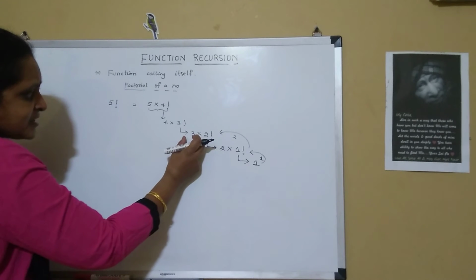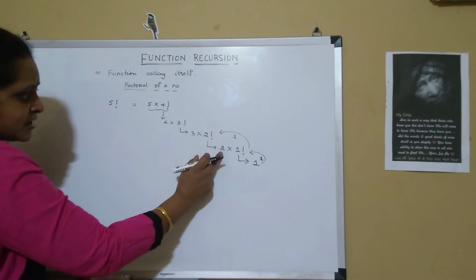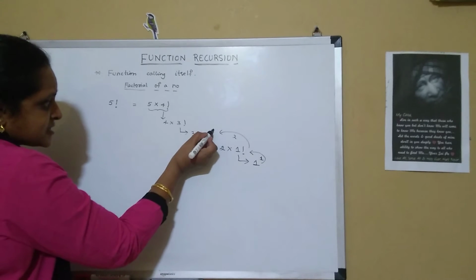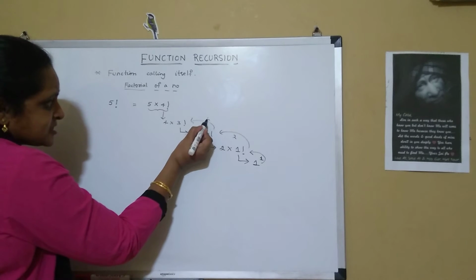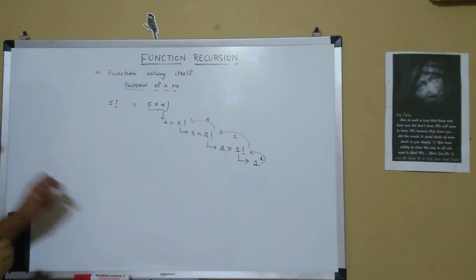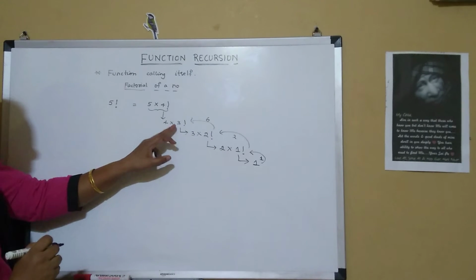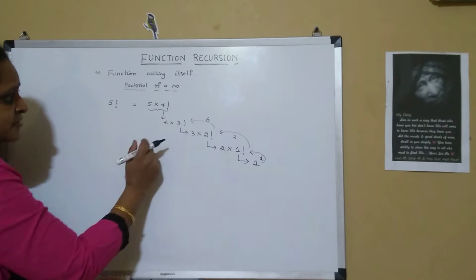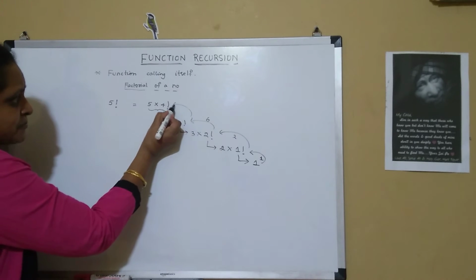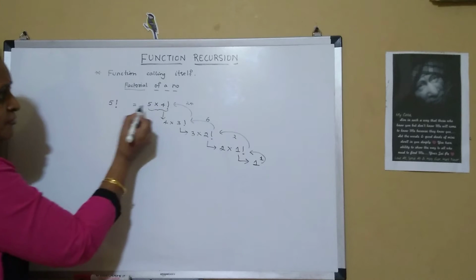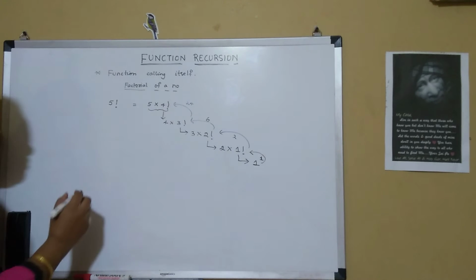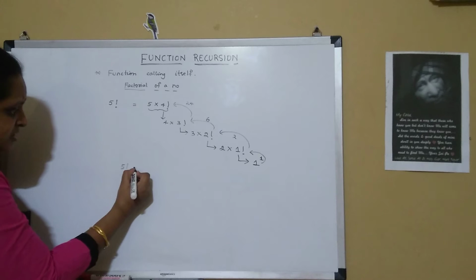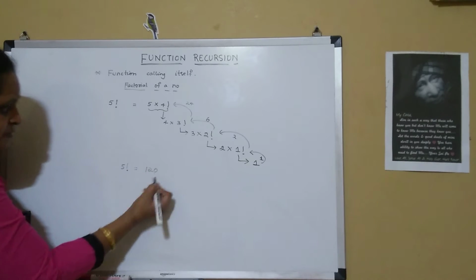So this one will get 3 into 2 factorial. 2 factorial is nothing but 2. So 3 into 2 is 6. So the value 6 will be passed to the calling function. So 3 factorial is nothing but 6. 4 sixes are 24. So 24 will be passed over here. 24 into 5 is 120. So the value of 5 factorial is equal to 120.